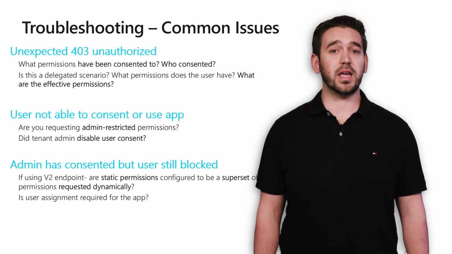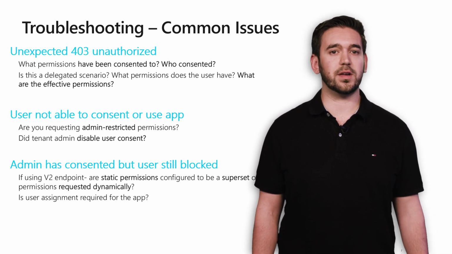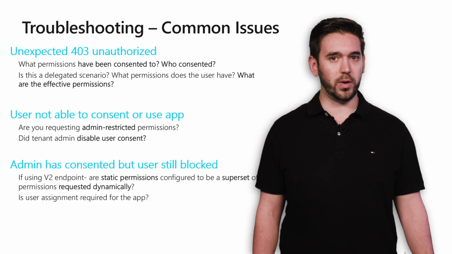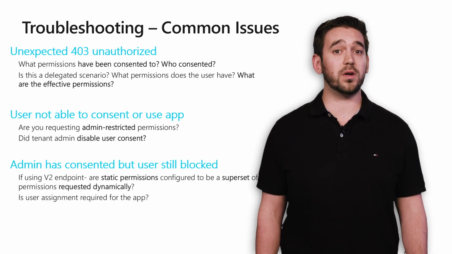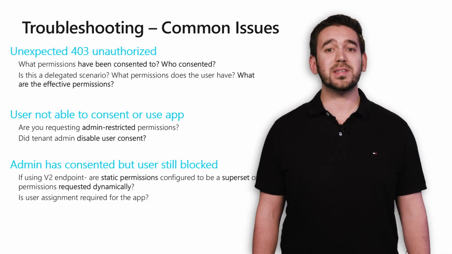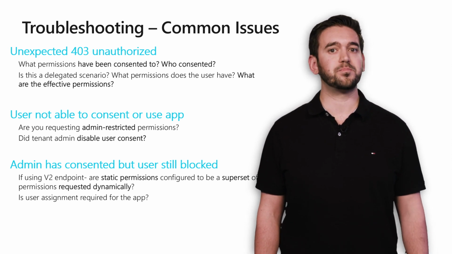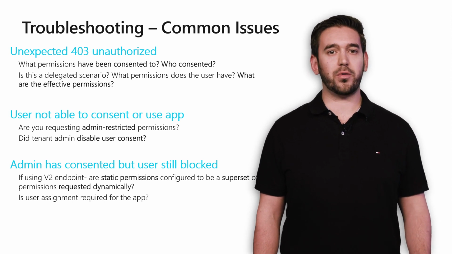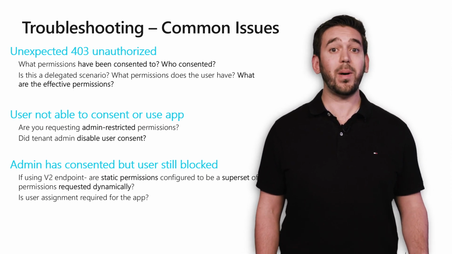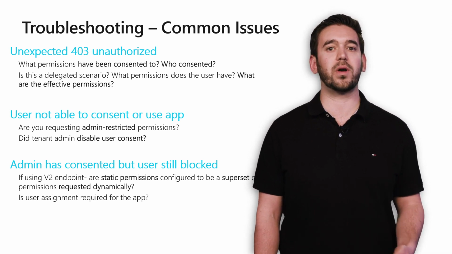One more issue we see on occasion is the scenario where an admin has consented to the app, but end users are still blocked from using it. One common cause here is when a developer is using the V2 endpoint and has configured a very small number of static permissions, or just left the default one of user.read selected in the portal, but is asking for a larger or completely different set of permissions dynamically or in their code. In this case, an admin does consent to the app on behalf of all their users in the organization successfully, but they're consenting to a different set of permissions than the app is actually asking end users for at runtime.